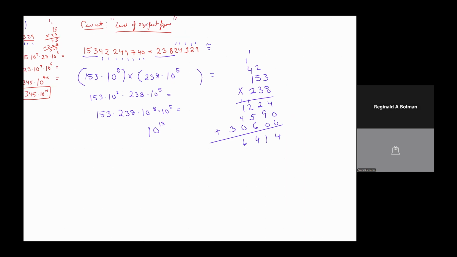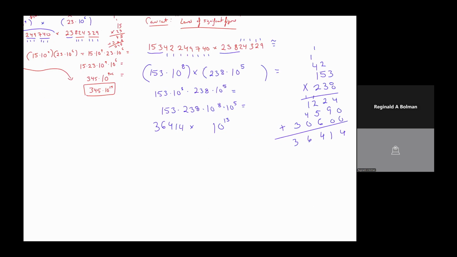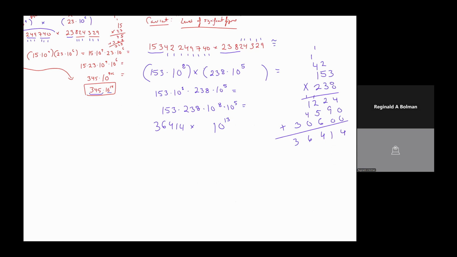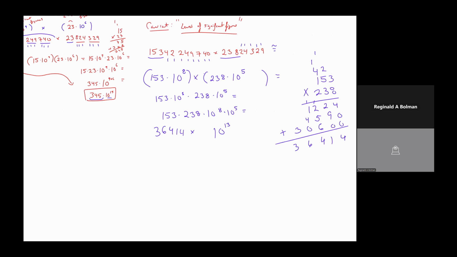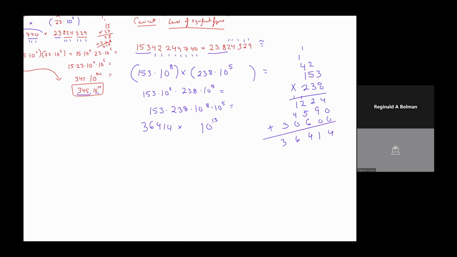So this is going to be 36414 times 10 to the 13th. And you might say, yeah, but Mr. B, we've got 345 times 10 to the, what do we say, 15 here. And now you've got 36414 times 10 to the 13th. Which is actually a better answer? Let's think about this for a second.